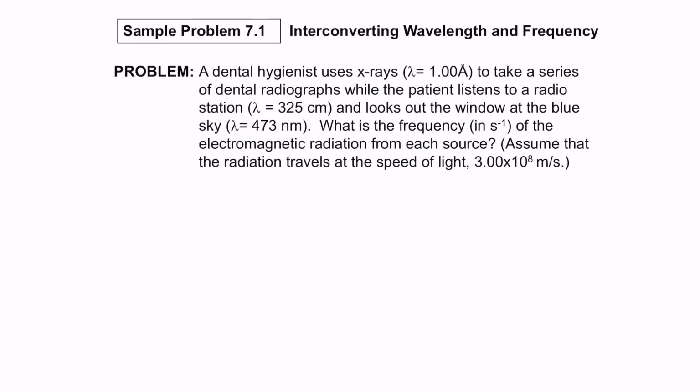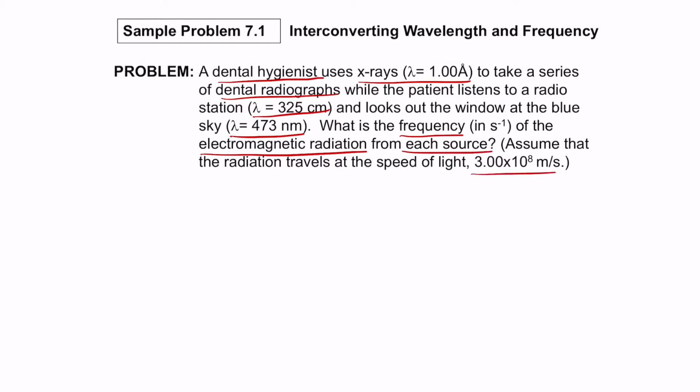So let's try a problem here where we are interconverting wavelength into frequency. You have a dental hygienist that uses X-rays with a lambda of 1 angstrom to take a series of dental radiographs while the patient listens to a radio station of lambda 325 centimeters and looks out of the window at a bright blue sky of 473 nanometers. What is the frequency of the electromagnetic radiation from each of the sources?